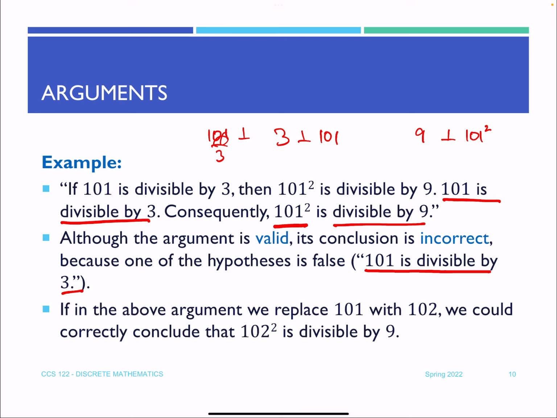Now, in this above statement, if you replace the number 101 with the number 102, you can quickly check. 3 does divide 102. Then this whole statement that you saw up here, all of it becomes true. 102 is divisible by 3, which means 102 squared is divisible by 3 squared, or 9.